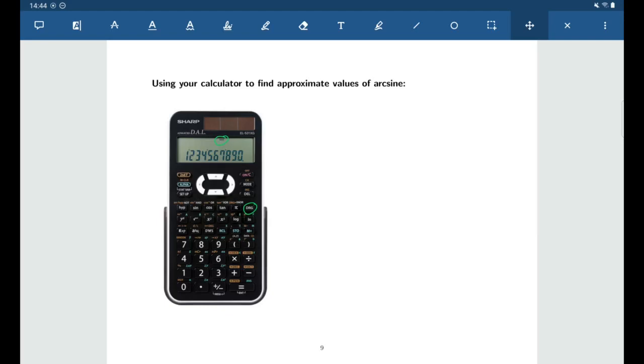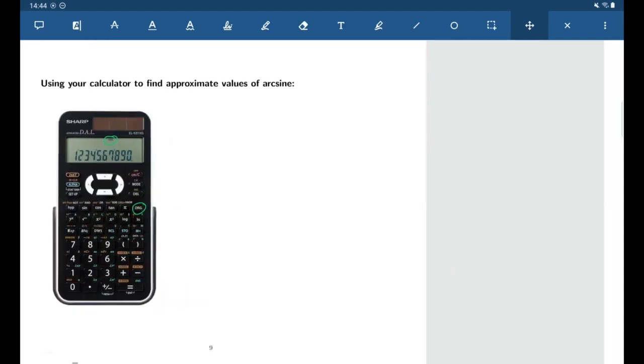For exact values, like I said, we'll be thinking in terms of the graph of our trig function and the special triangles. We'll be thinking about those to find our values of inverse sine, inverse cosine, and inverse tangent. But in those cases where the value we're looking for doesn't come from a special triangle, then we will need to use our calculator.